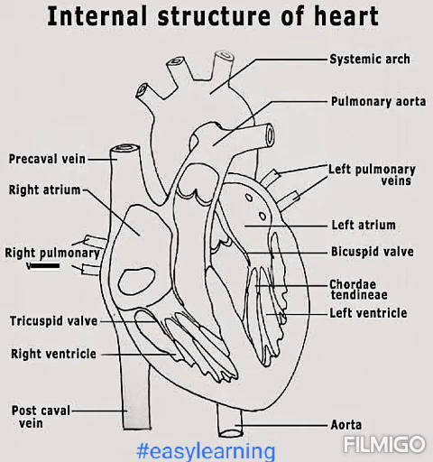Next, the second key point. It's about chordae tendineae. The flaps of tricuspid valves are held in position by the chordae tendineae, which arise from the muscular projections of the ventricular wall known as papillary muscles.